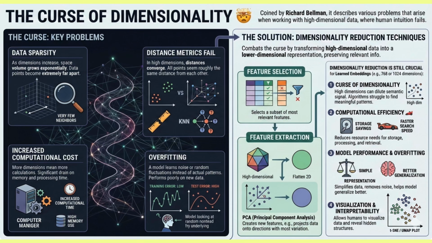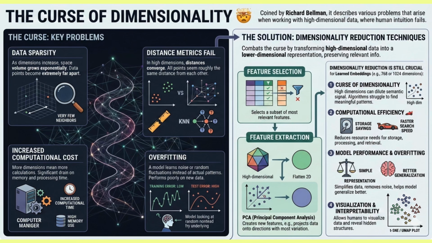The time it takes to compute the similarity between a query vector and all other vectors in a database increases with dimensionality. Reducing dimensions can dramatically speed up similarity search and make real-time applications like recommendation systems or semantic search more feasible. Third would be model performance and overfitting.